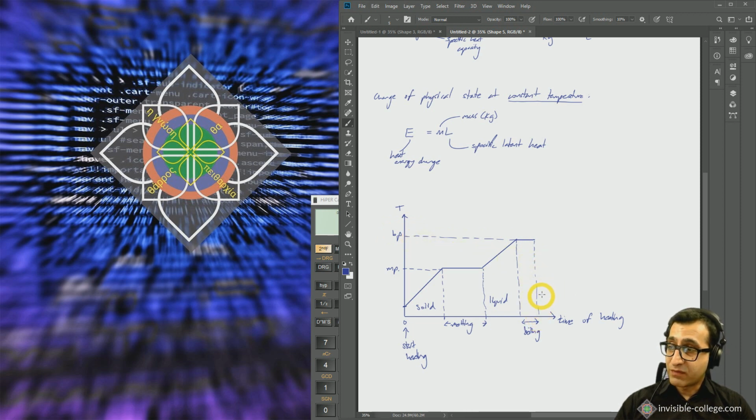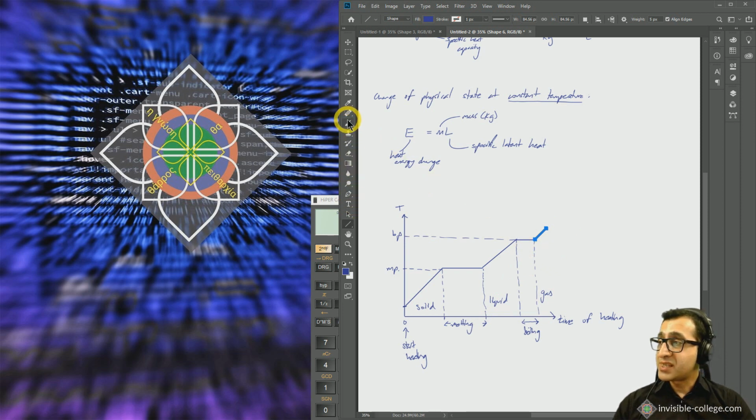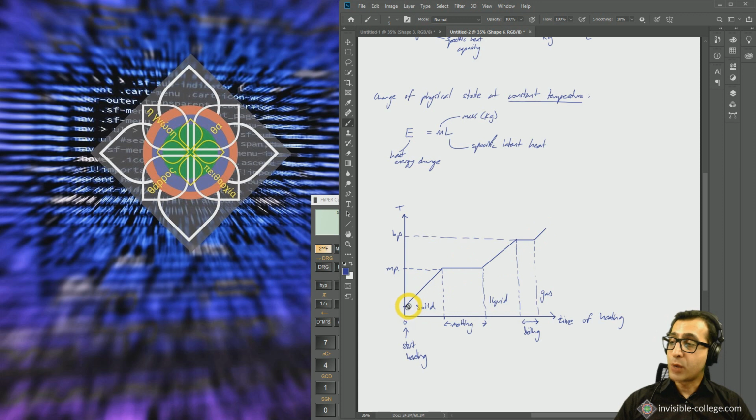So now at the end of this period we have a gas, and then if we continue to heat that gas, it will simply continue to rise in temperature. So this is what sometimes is called a heating curve. It's not really a curve, but it's called a heating curve. So we start with a solid. We start heating at this point. We continuously heat all the way through this experiment.